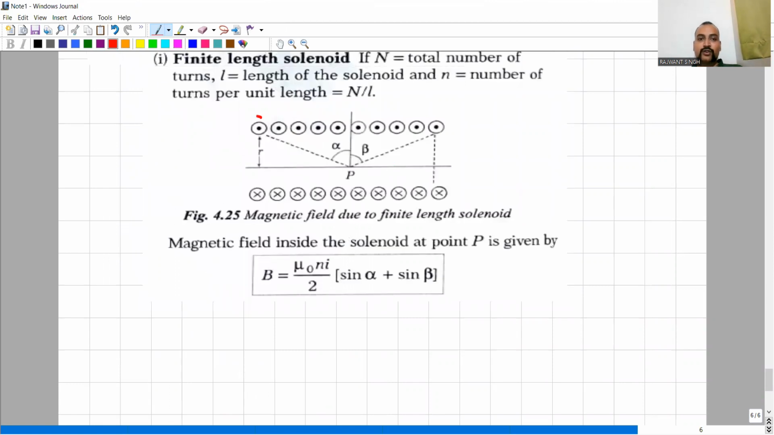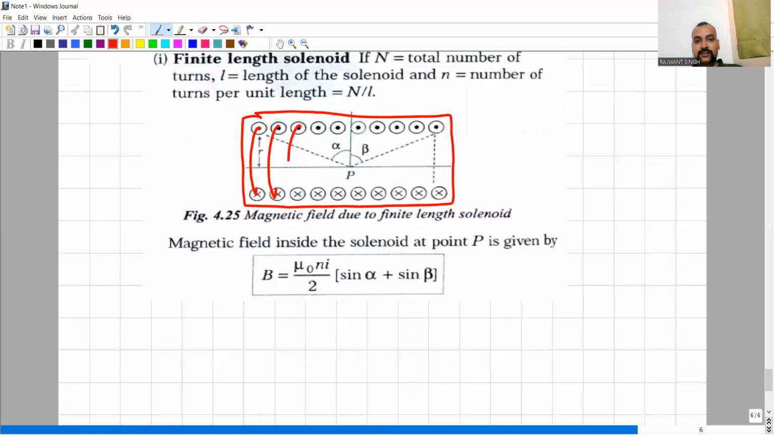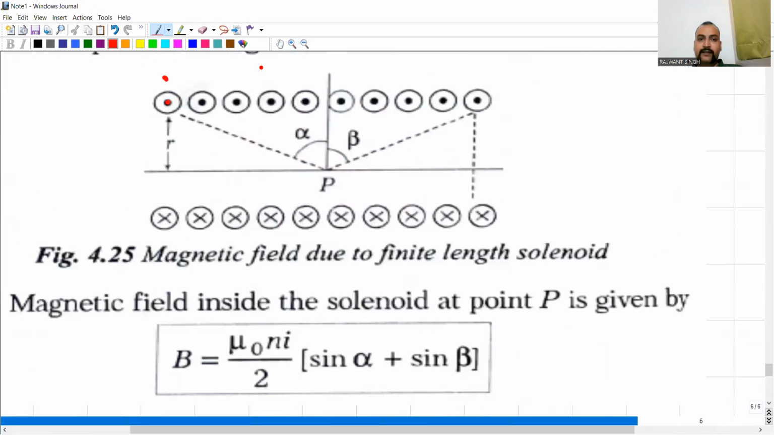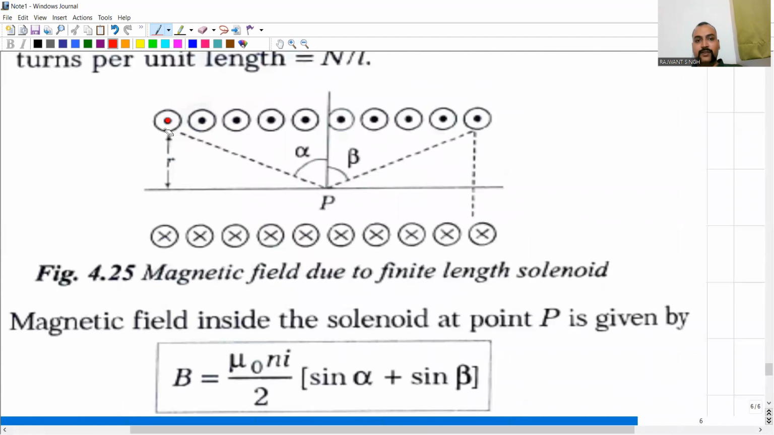So consider this to be the solenoid. In this solenoid you will find the dot current and cross current. So this is your dot and cross. This is how the current is, and there will be a magnetic field. Look very closely: the magnetic field at any point in the solenoid you can find, and then you have to join this point with the two ends of the solenoid. When you join this point to the two ends of the solenoid, you will find that they are making angles beta and alpha with the vertical line.